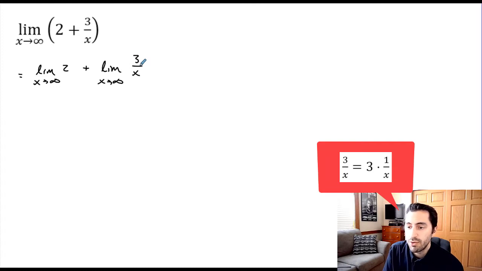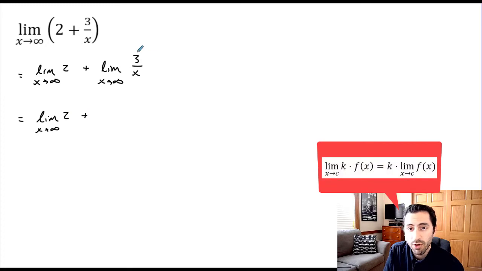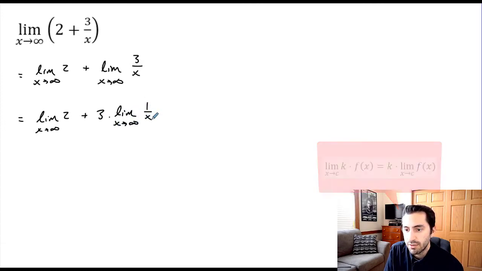So I can use the property for a constant, and I can bring that out front. I'm going to go step by step here. I have the limit as x approaches infinity of 2, and then instead of writing this as 3 times 1 over x, let's write this as 3 times the limit as x approaches infinity of 1 over x. Okay, so we broke it down using our properties, and now we can actually evaluate this.